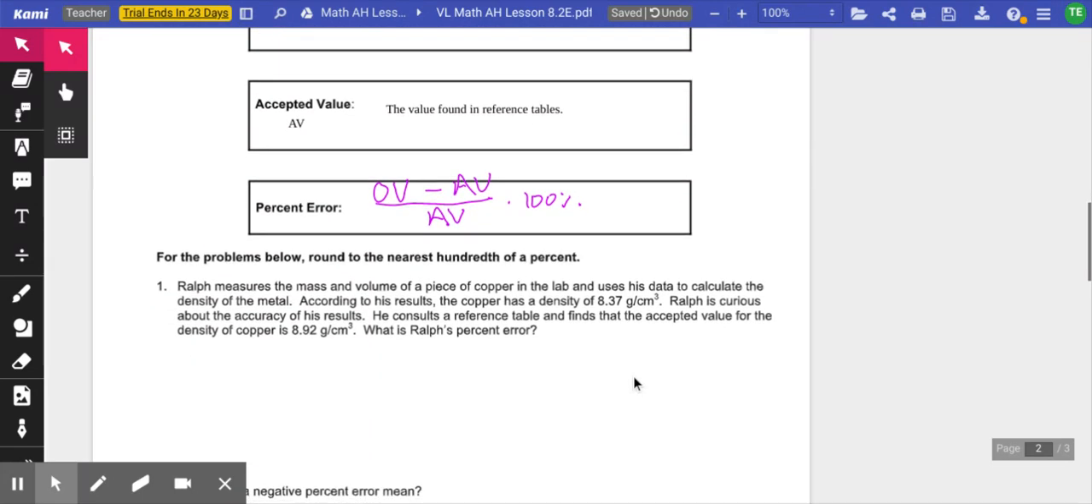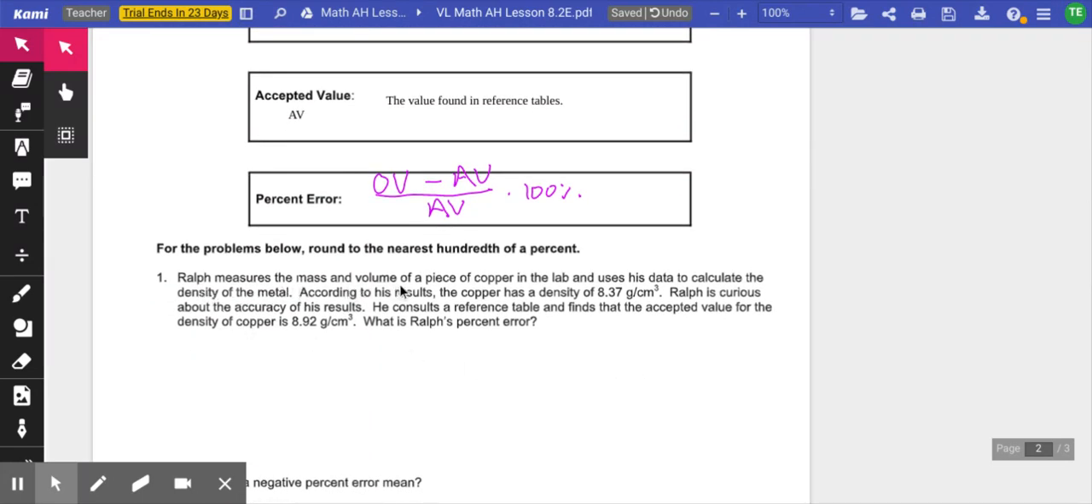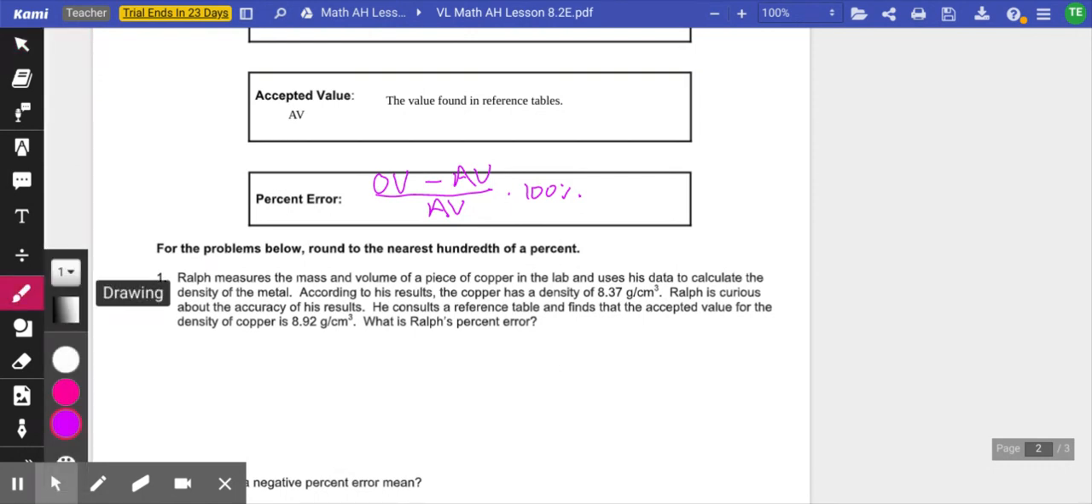So now we're going to do some problems. Ralph measures the mass and volume of a piece of copper in the lab. He uses his table to calculate the density of the metal. According to his results, the copper has a density of 8.37 grams per centimeter cubed. Ralph is curious about the accuracy of his results. He consults a reference table to find the accepted value for the density of copper, 8.92 grams per centimeter cubed. What is Ralph's percent error? To calculate percent error, we always have to figure out what our observed value is and what our accepted value is.